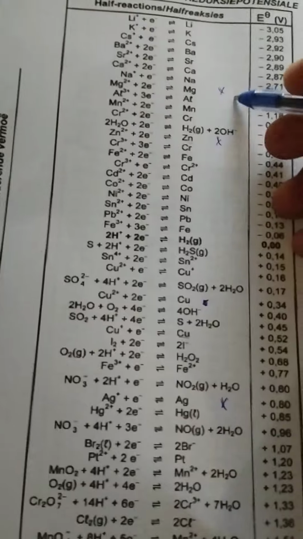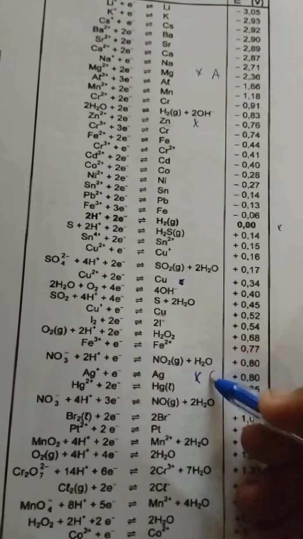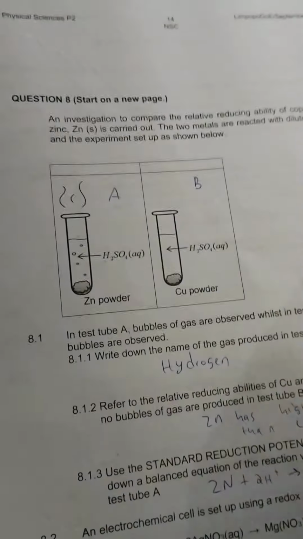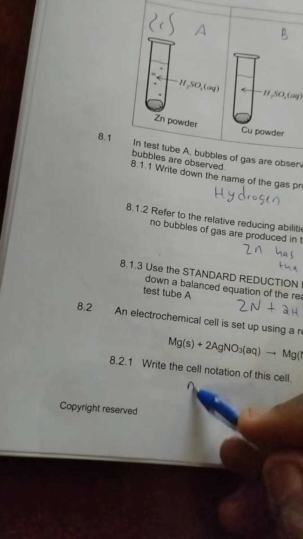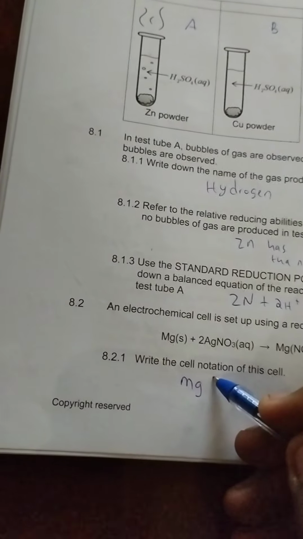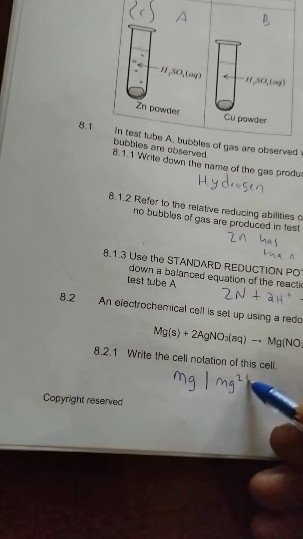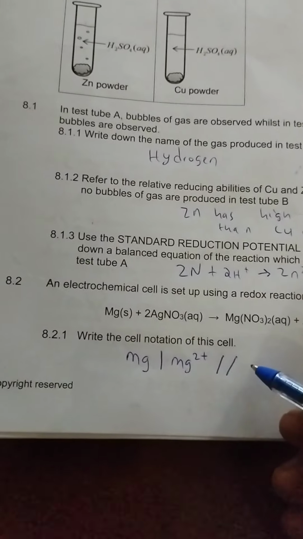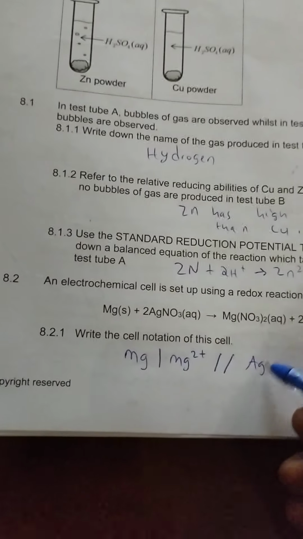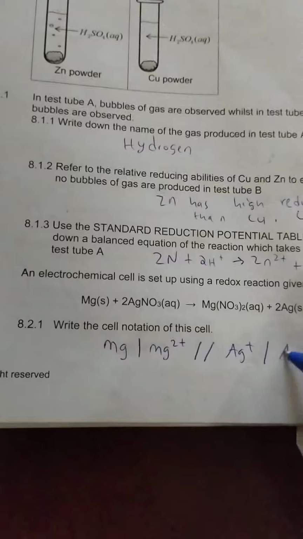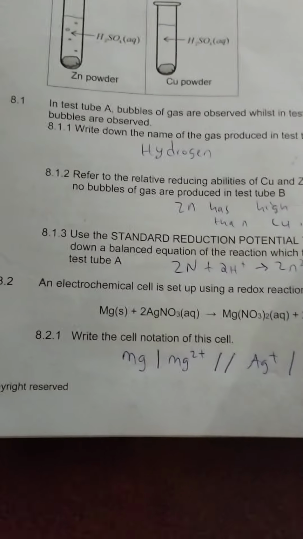So Mg will be our anode. Ag will be our cathode. So meaning Ag will be reduced. Mg will undergo oxidation. They want us to write the half reactions. So the second reaction will be Mg starting first, and then it will go through a phase change, forming Mg2+. That's our anode part. Then we get the salt bridge. Then you go to the cathode part. Remember, it will start from Ag+, phase change, then Ag. That will be 3 marks.